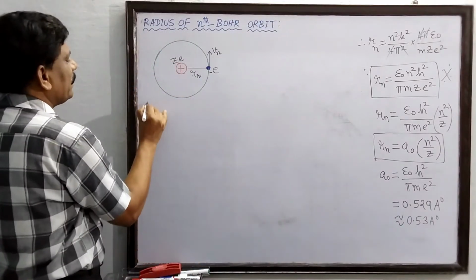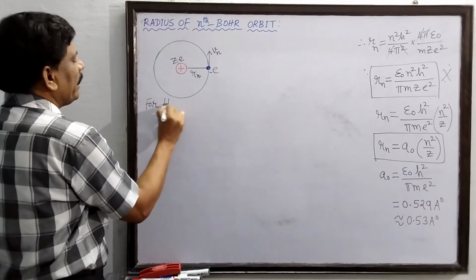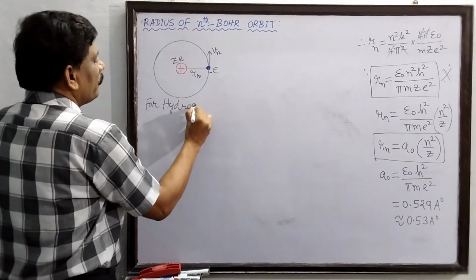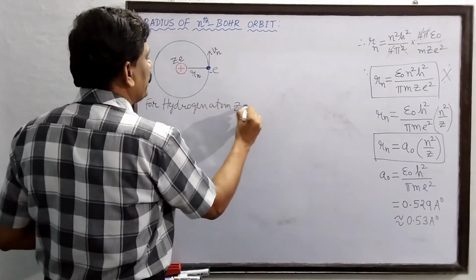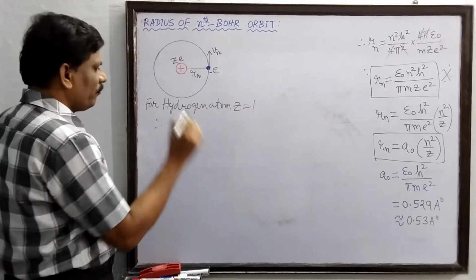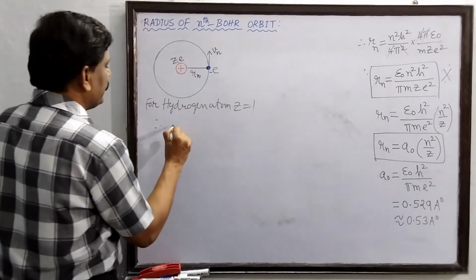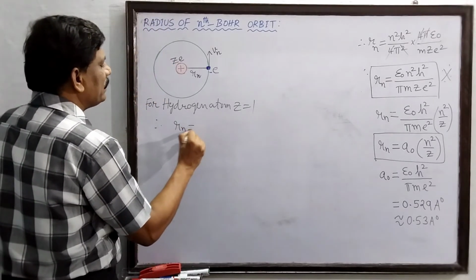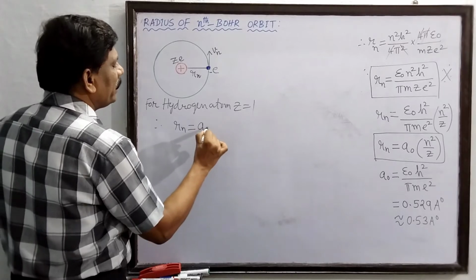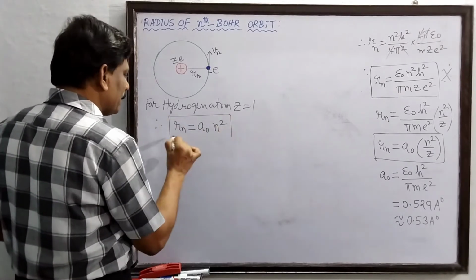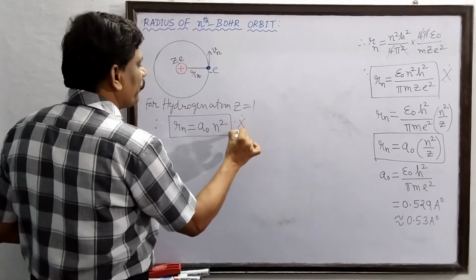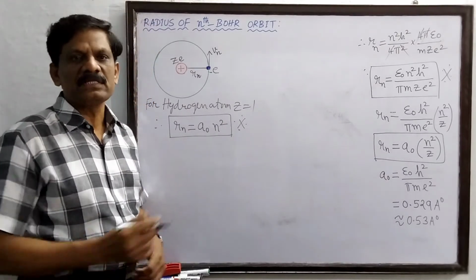Now if you consider the hydrogen atom, for hydrogen the atomic number Z is equal to 1. Therefore, what is the radius of the nth Bohr orbit? Rn is equal to a naught into n square. So this is again another very important equation for solving the MCQs.